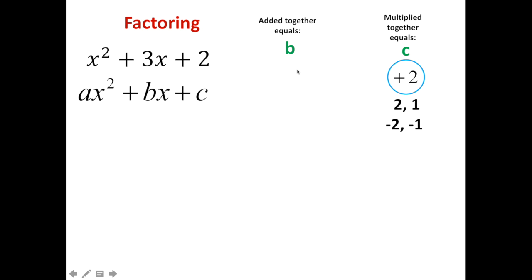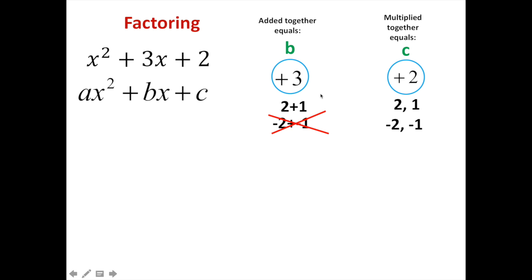But they have to add together to give me my B value, and the B value is the one before, we call this a linear term. So it's the one before the x in this case. In this case, it's a positive 3. So I look at my possibilities here. 2 plus 1 would definitely give me 3. Negative 2 plus negative 1 would give me a negative 3, so that one does not work.